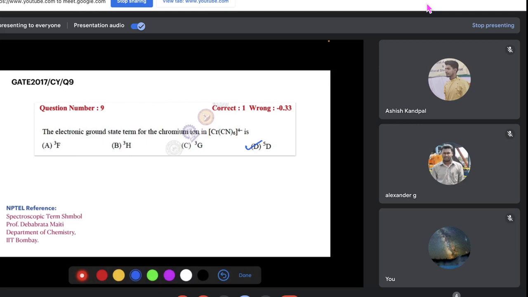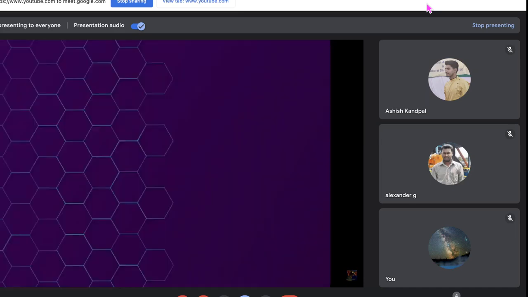And the NPTEL reference that I will recommend you to go through is the spectroscopic term symbol. Sorry, there's a typo mistake. By Professor Debarata Mehti, from Department of Chemistry, IIT Bombay. And here is the link below. Thank you.